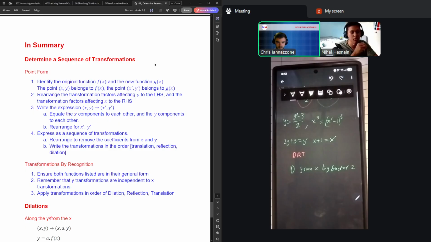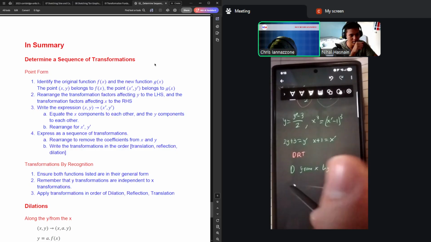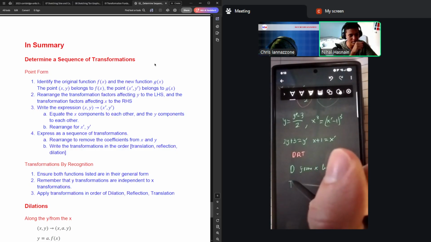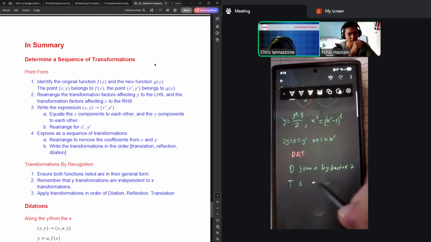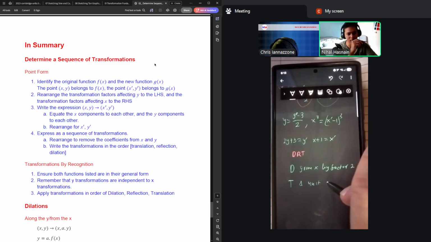Okay, so reflections. There are no reflections. That's correct. And translations, there are two translations. x plus 1, so that's a translation of 1 unit to the right. Wait, no, that's left, right?